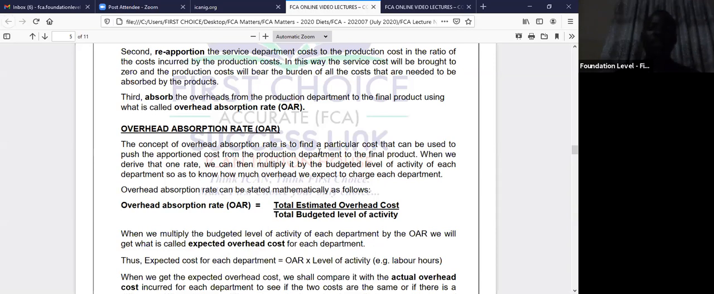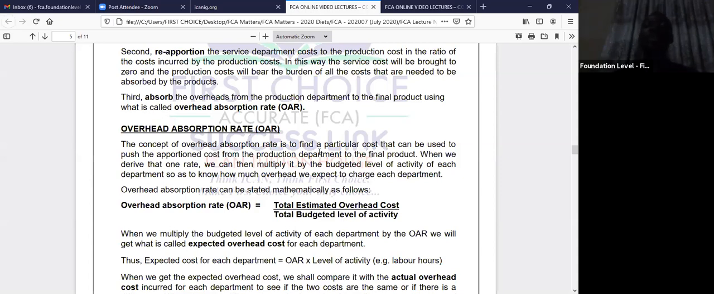So how do you find the rate? You use a formula. The overhead absorption rate is your total estimated overhead or period cost divided by the budgeted level of activity. Now, the budgeted level of activity here is labor hours. So labor hours is the only thing we use in determining our overhead absorption rate. So it means that if we have 1 million naira as our period cost, and we have 100,000 hours for that month or that year as production hours, all we need to do is 1 million naira divided by 100,000 hours, which is 10 naira per labor hour.